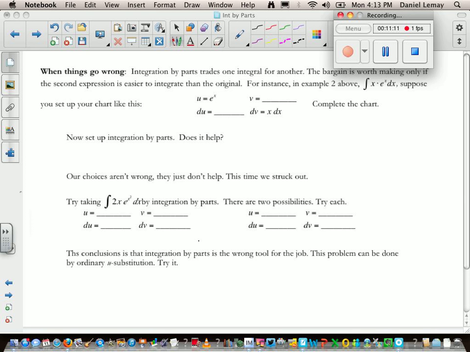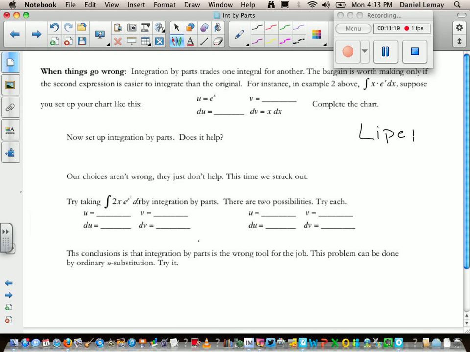If we use this combination, this choice of u, now remember the LIPET, we're supposed to be using a polynomial before an exponential. So that's the thing that went wrong, and this is why this was invented. If I do this work here, I'm going to get 1/2 x squared. I'm going to get e to the x dx. When I use my integration by parts formula, 1/2 x squared times e to the x minus the integral.